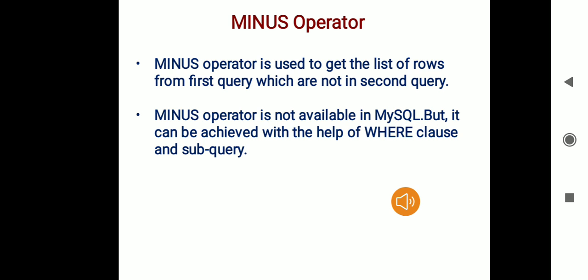Let's start with the minus operator. So what is a minus operator? The minus operator is used to get the list of rows from the first query which are not in the second query. Just like intersection, the minus operator is also not available in MySQL. However, it can be achieved using the WHERE clause and a subquery.